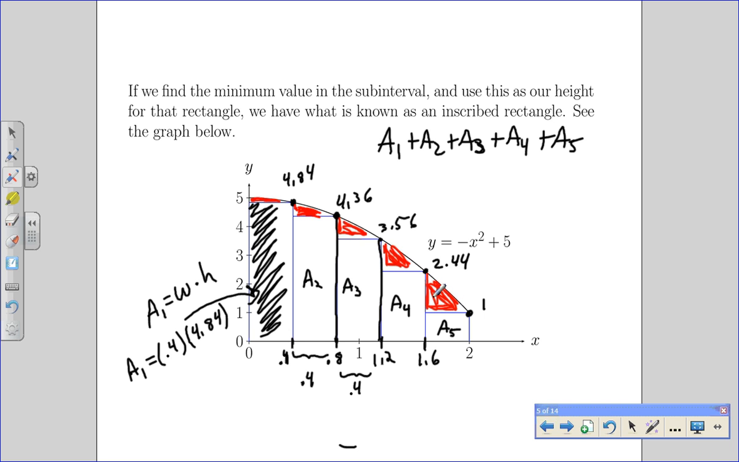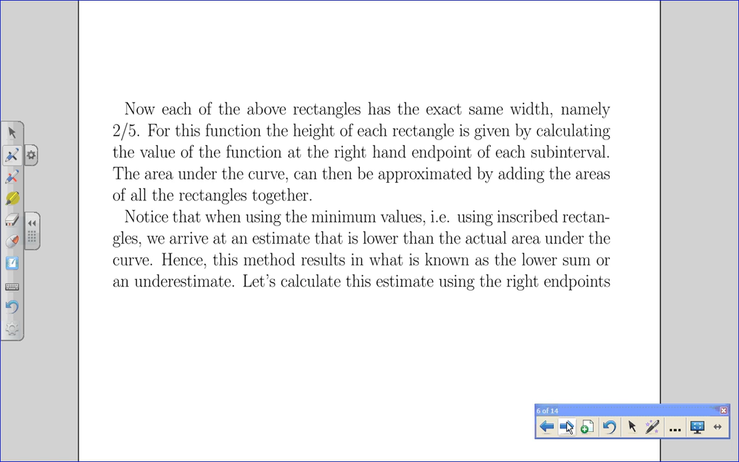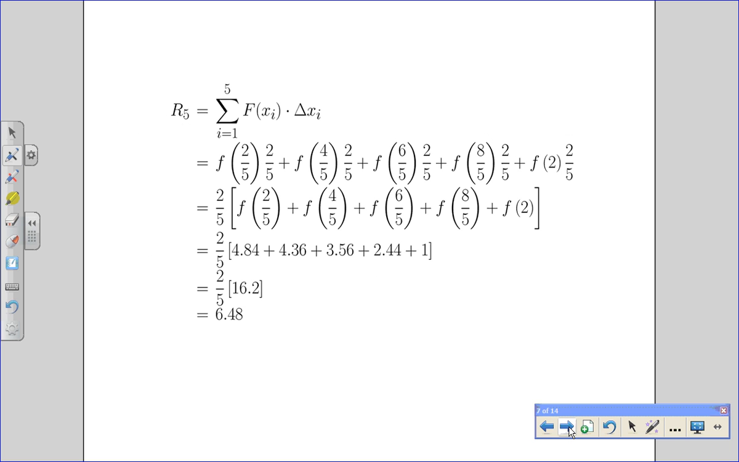So when I do these rectangles this way, my estimate is going to be a little bit low to the true area. But what we can do, that's what this slide says. It talks about the fact that each one of those is low. So what we do is we add them up.